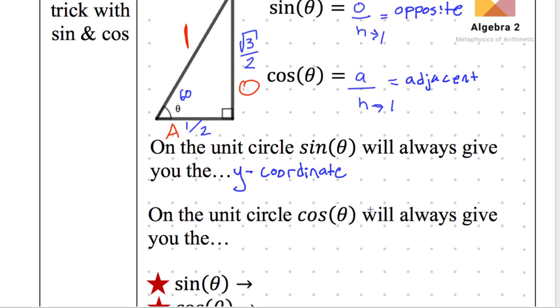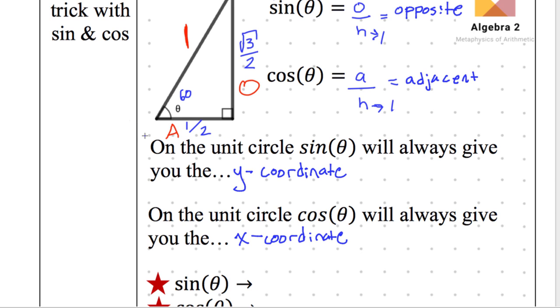On the unit circle, cosine will always give you the, what should I say here, Rochelle? X coordinate. The x coordinate, or on the x-axis. Would that be another way to explain it? Yeah, and how far you've traveled on the x-axis. That's another way to say it. I've traveled 1/2 on the x-axis.